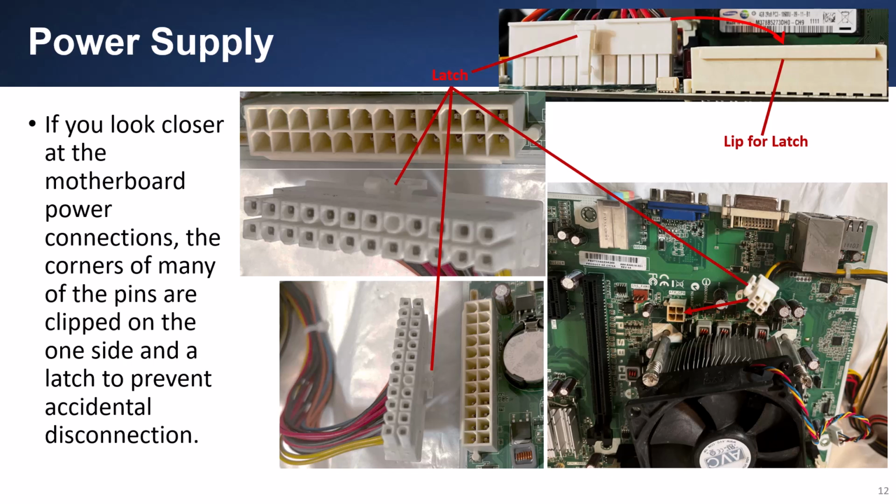If you look closer at the motherboard power connectors, the corners of many of the pins are clipped on one side and a latch is used to prevent accidental disconnection. While it is difficult to see in the picture, the connection on the motherboard has a lip on which the latch locks onto. This will help guide you on which way the connector connects to the motherboard.